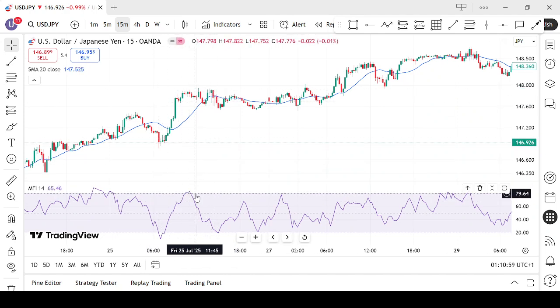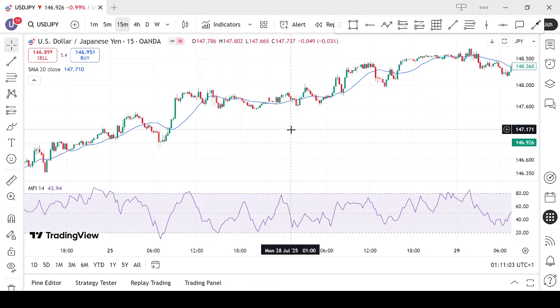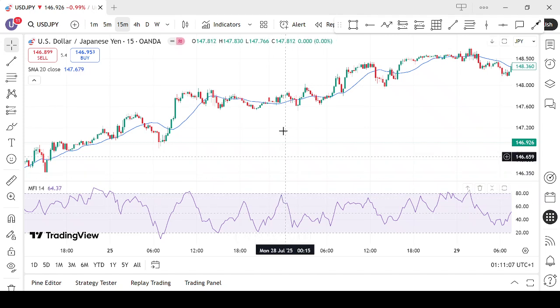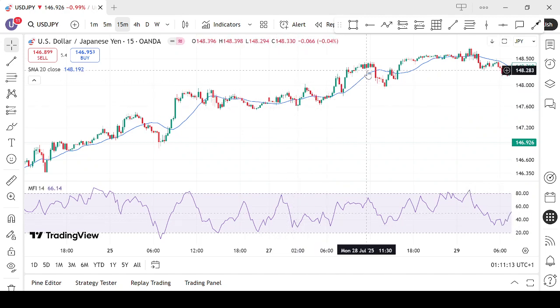This would indicate a divergence. That's what it means. As you can see at this area in the market, price was moving to the downside here on the MFI, but you can see it was still trending to the upside. This would have been a strong divergence.